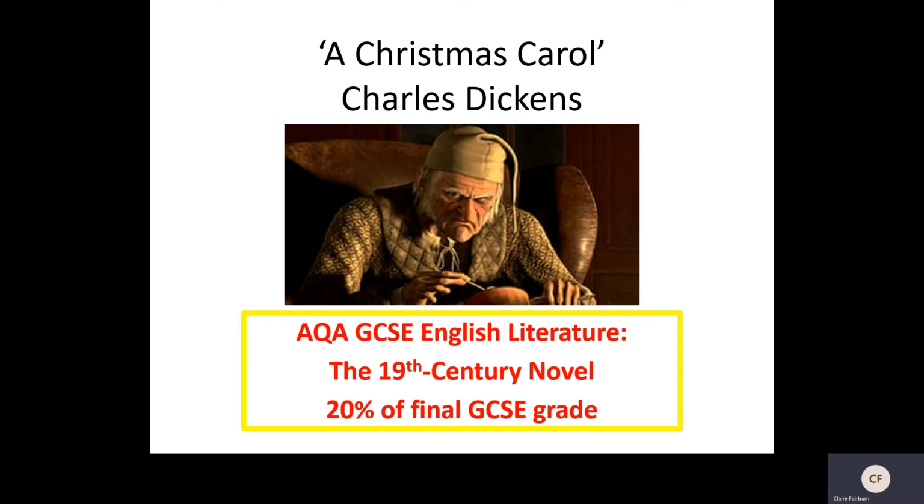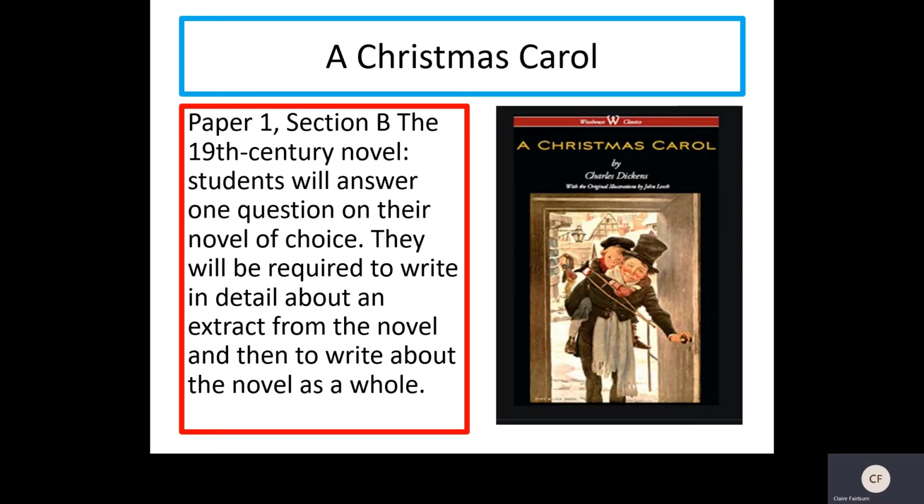Now you'll see that the front shot today is exactly the same as last week's, because what we're doing is developing and hopefully embedding the skills that we've previously learnt, and we're going to be reiterating that today. So again, we're looking at 20% of our final GCSE grade by looking at the 19th century novel. As you are aware, this question comes up in paper 1, section B, the 19th century novel, where you will answer one question on your choice of novel.